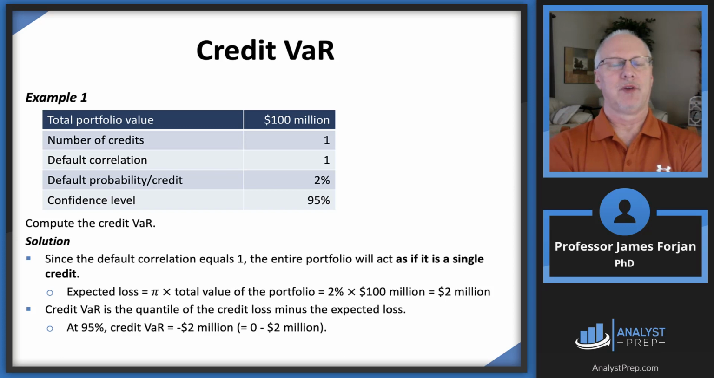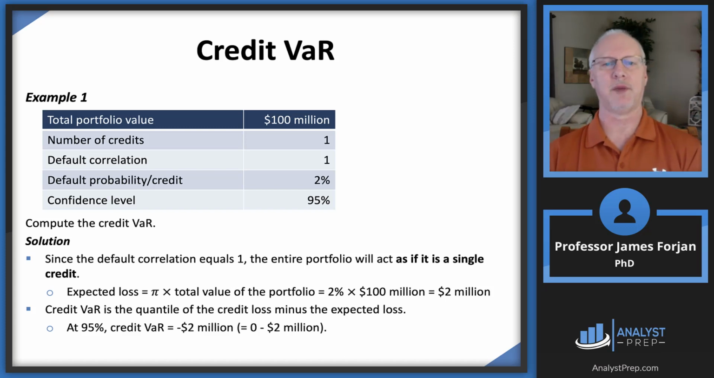Now, what the chapter does is take you through a couple of examples. I'm going to do 3 of them here. Your textbook does a bunch of them. It has a big table that fills up almost 1 page. So let's look at a portfolio that has $100 million in value, and we only have 1 issue in there, 1 credit. So the default correlation is 1. Let's assume a default probability of 2%, and then we'll have a confidence level of 95%.